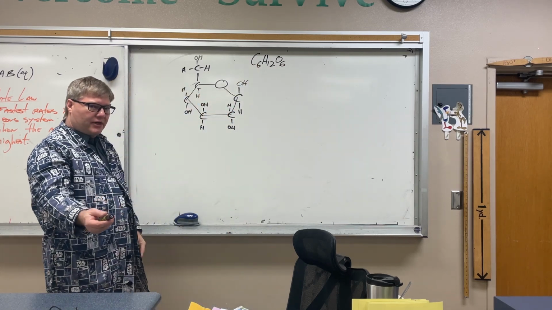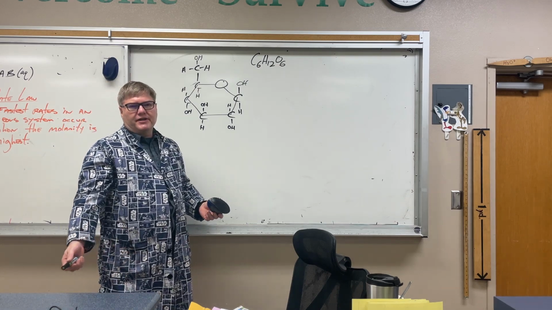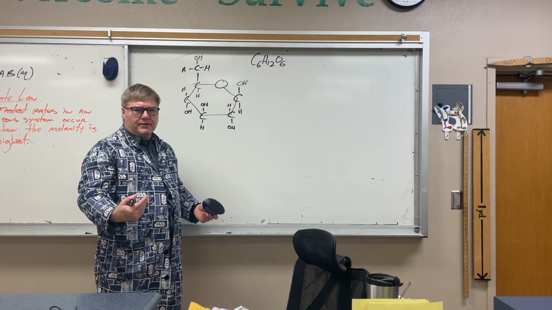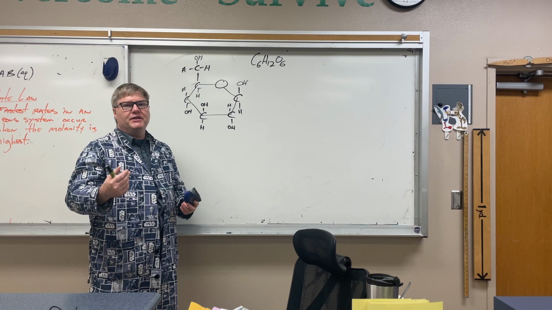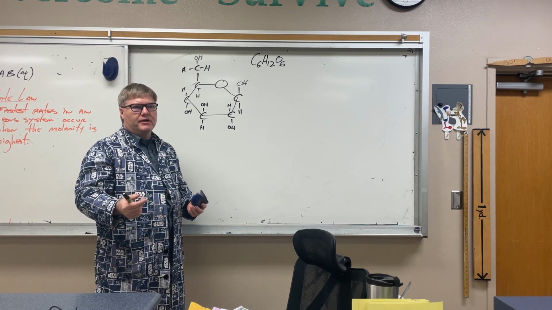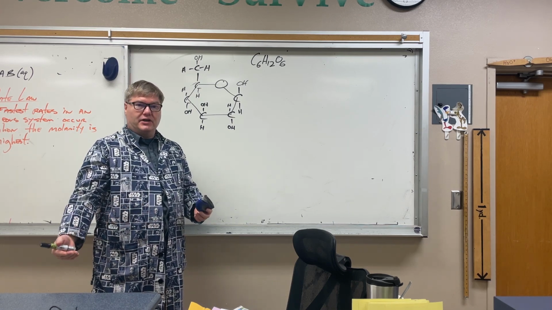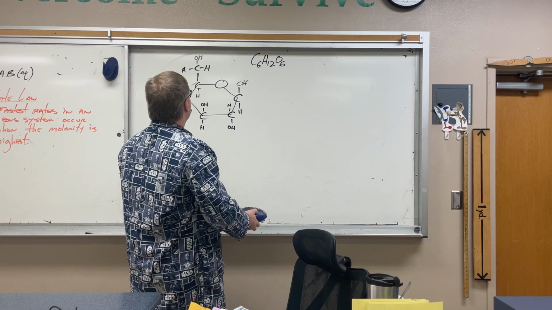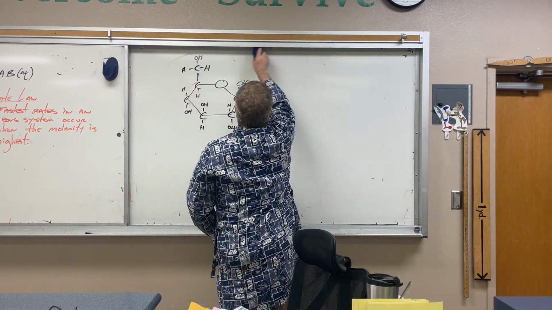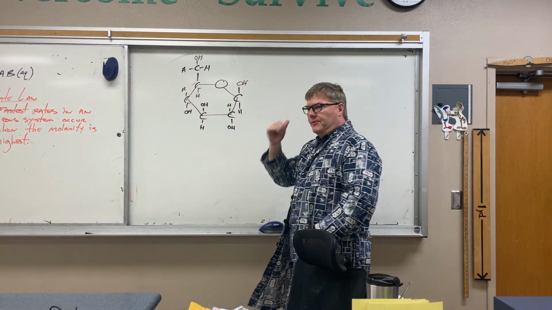Okay, so that's a glucose. Pretty much just like the ribose, just with one more carbon. And since the ribose was a pentagon, one more carbon would mean now you'd be making a hexagon.